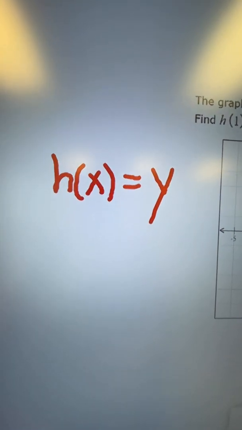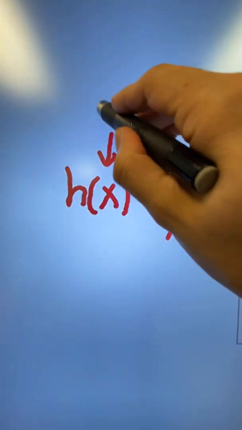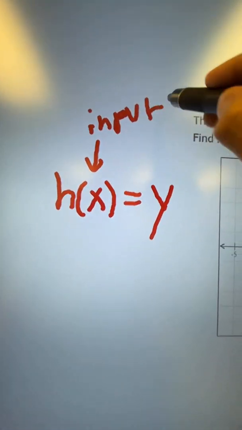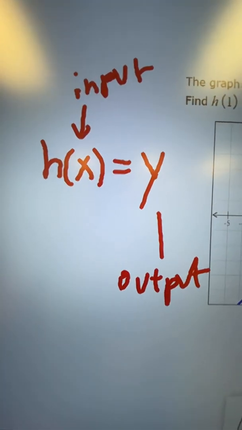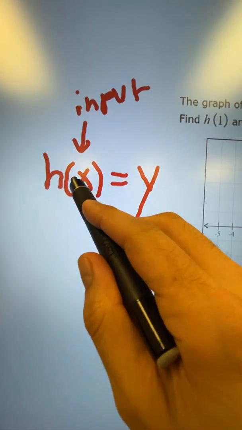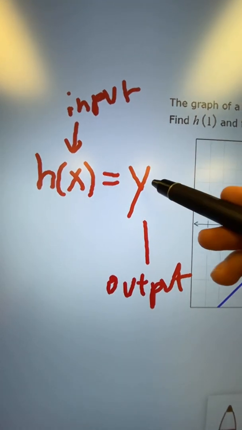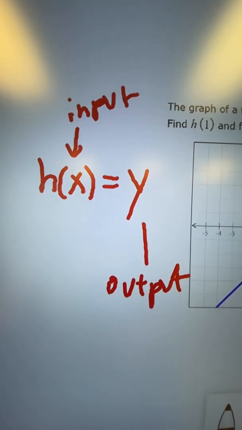So in function notation, this right here would be my input. This answer here is the output. So your job is to figure out the input, like if you're given the input, they want to know what's the output, or if you're given the output, what's the input. So let's take a look at how to do that.